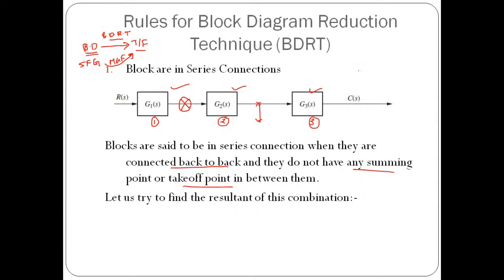Now suppose you want to represent this combination by a single block like this, and to that block we provide input like R of S, and we are trying to generate output like C of S. So what will be the transfer function that we need to write inside this block? Finally we conclude that when the blocks are connected in series, we need to multiply the gains of individual blocks. So inside this block, we need to write the product of G1 of S, then G2 of S, and then G3 of S.